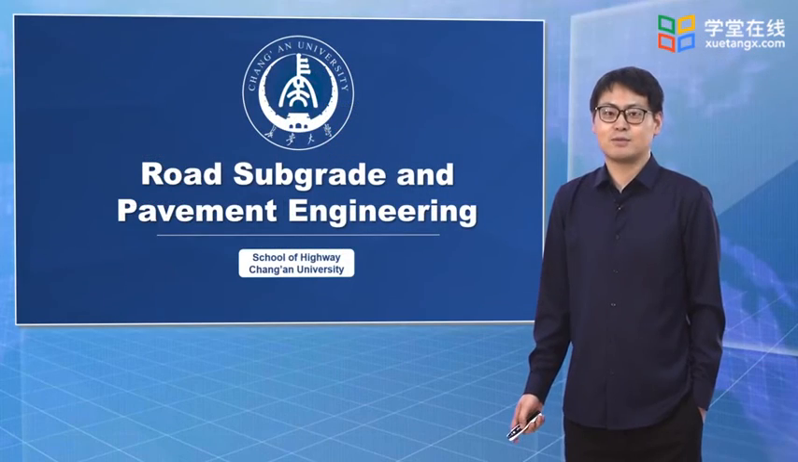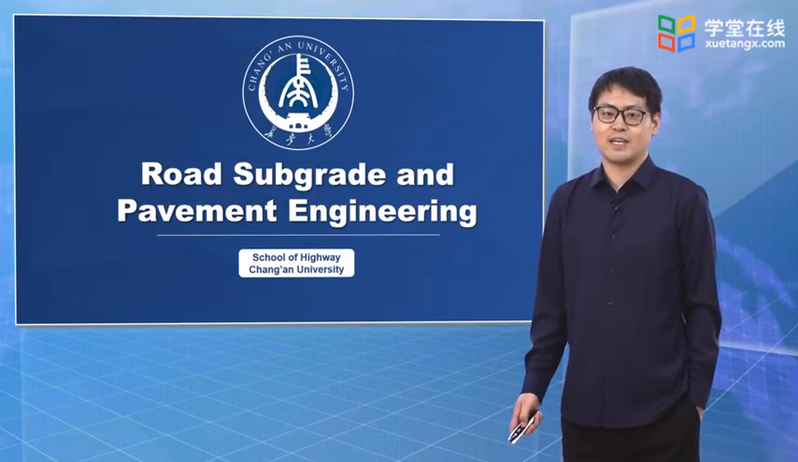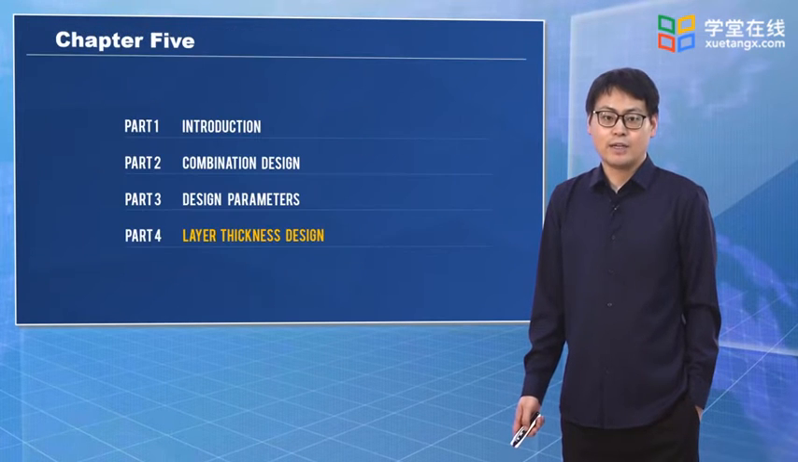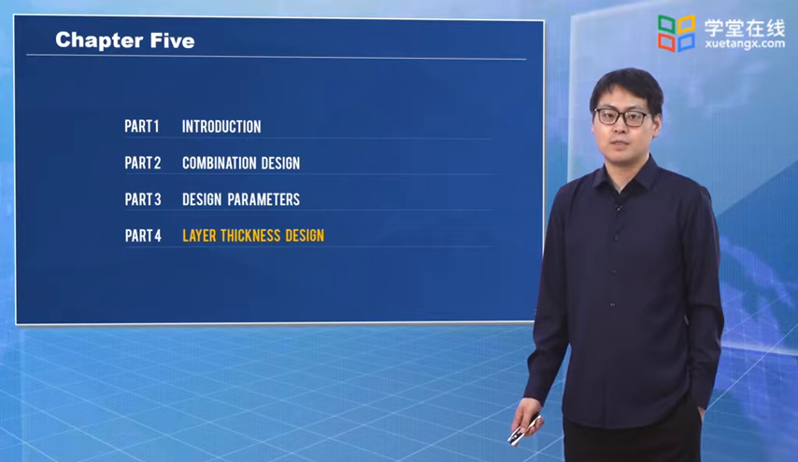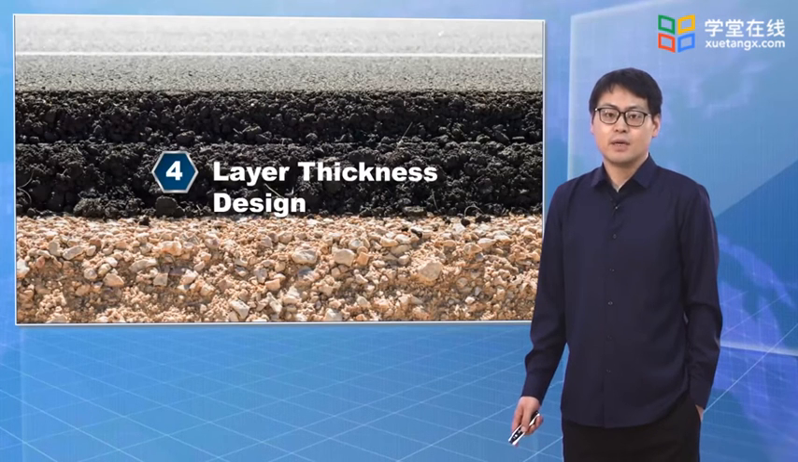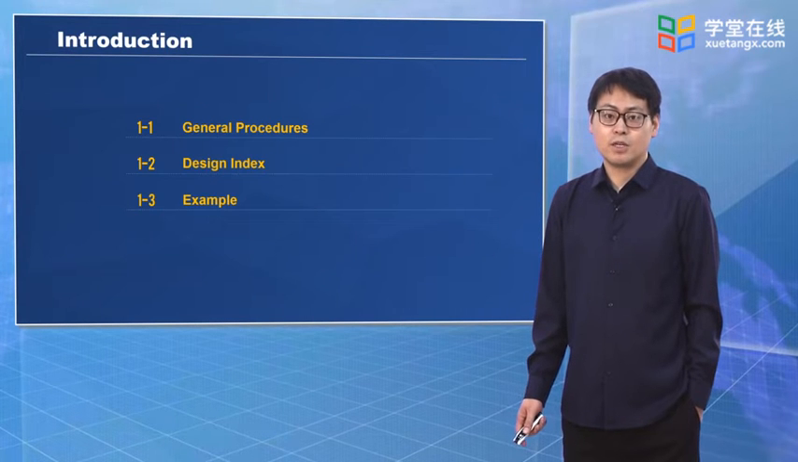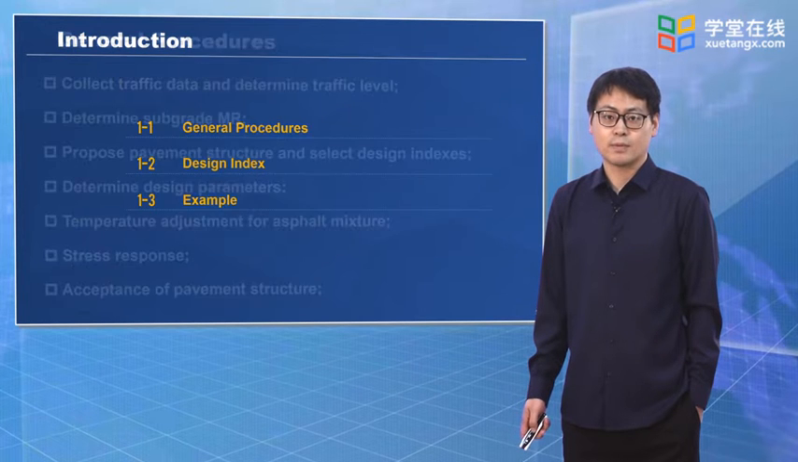Hey guys, as part of the roads upgrade and pavement engineering class, today I'm continuing chapter 5 for asphalt pavement. And we are at part 4, pavement thickness design. Basically, we'll discuss how the pavement thickness is determined. In detail, we will talk about the general procedures, design index, followed by one simple example.